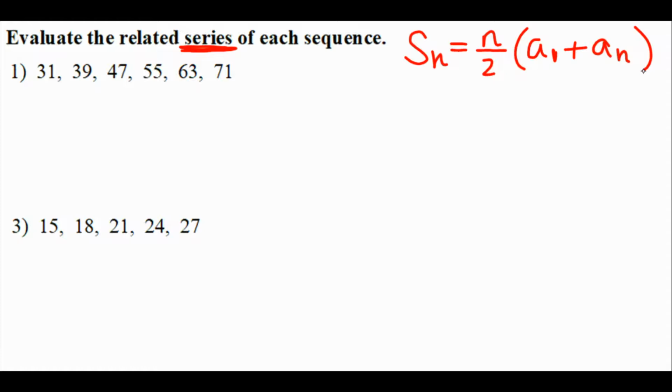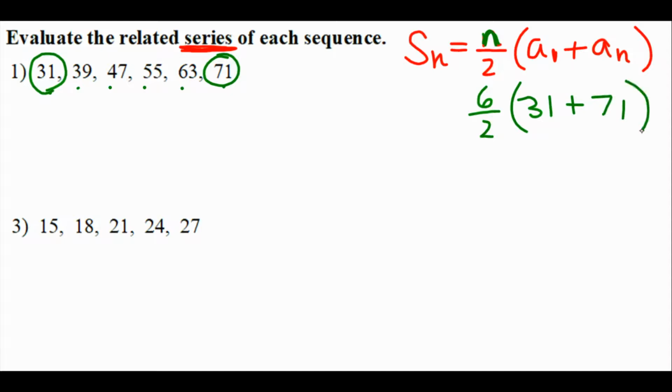So let's talk about what the other letters represent. The letter n in this problem is how many numbers there are. So I see 1, 2, 3, 4, 5, 6 numbers. n is 6. And then A1 is just the first term. And An, in this case, there are 6 numbers, so that's like A6, the last number.